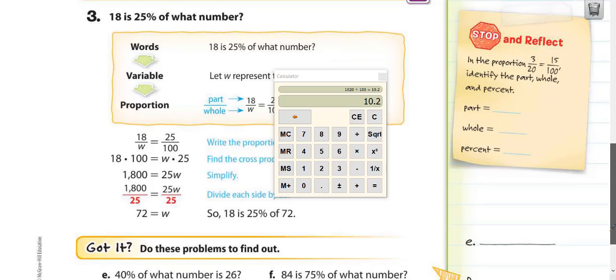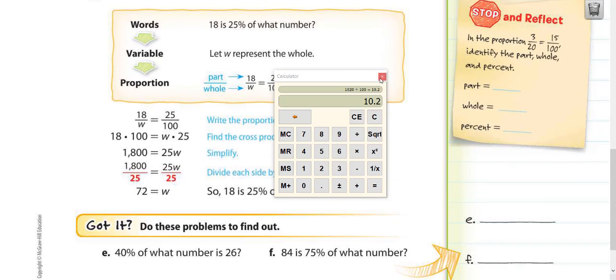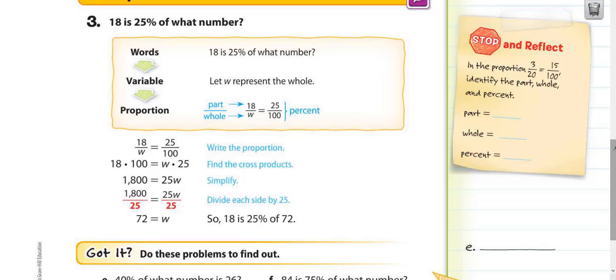All right, scroll on down here. Let's get rid of the calculator for just a moment. So this should be getting super comfortable now, because each time we're doing exactly the same thing. Each time we're identifying the part, the whole, and the percent, and then we're building a proportion to solve it. So 18 is 25% of what number? 18 is the part, obviously. It's the piece, it's the portion.